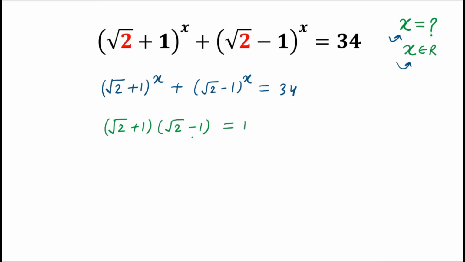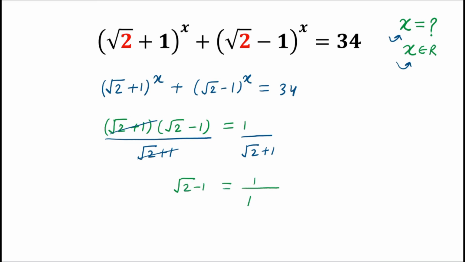Now here if we divide both sides by √2 + 1, in the left hand side we divide by √2 + 1, and in the right hand side also divide by √2 + 1, then this expression and this expression cancel out. Then in the left hand side we have √2 − 1, and this is equal to 1 over √2 + 1. Here the value of √2 − 1 is 1 over √2 + 1.